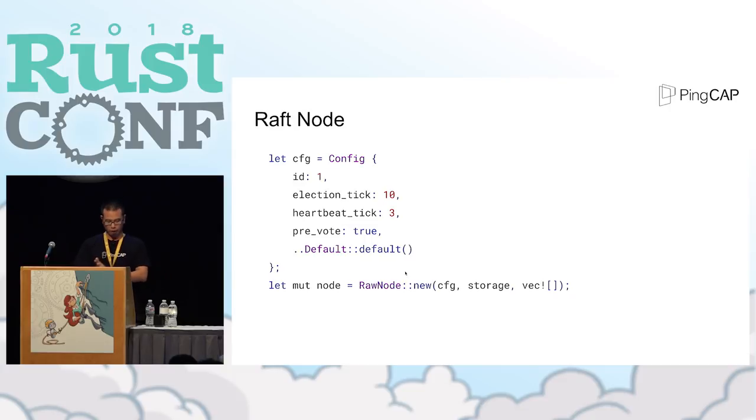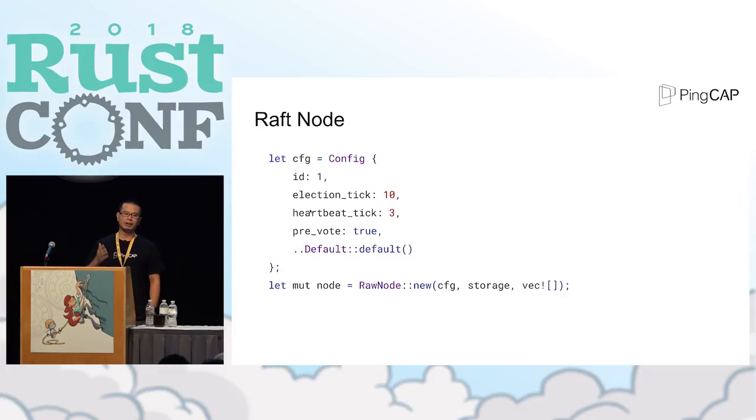Then you can create a Raft node with your storage and your configuration. Here you can see that the configuration is very simple, and each Raft node has a unique ID. And then here is an election tick and a heartbeat tick.